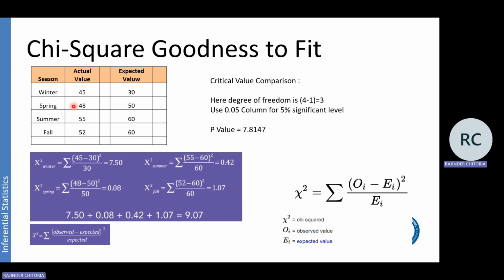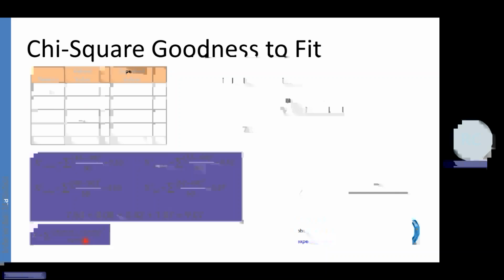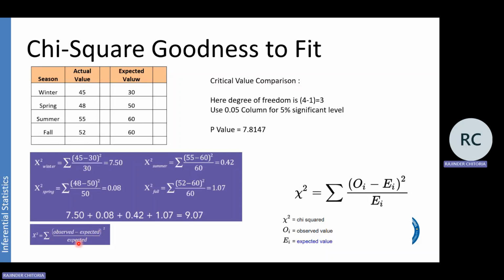In the winter case, we have variation of, let's say the formula would be a summation of observed minus expected squared divided by expected. So we are doing it for winter, spring, summer, and fall separately. We are summing up individually. So it is coming around 9.07. The formula would be chi-square, summation of observed minus expected squared divided by expected. So we are summing up all. We are getting a value like 9.07.